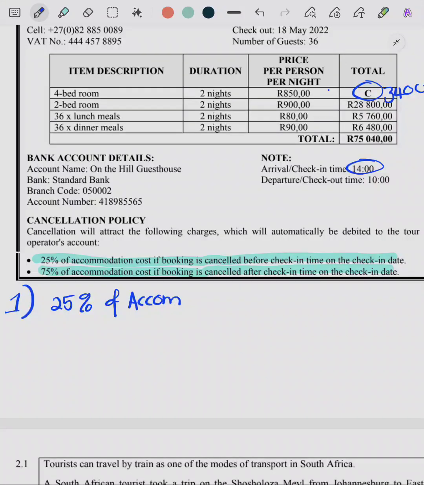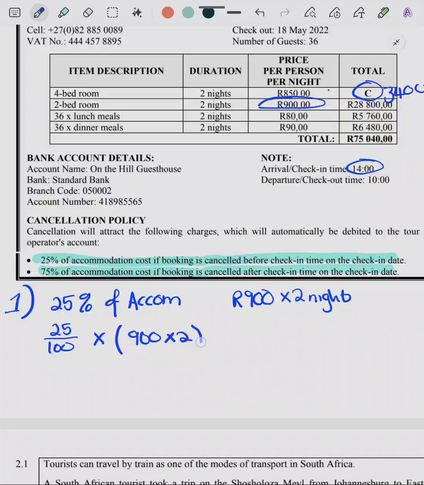We know that the accommodation was 850 Rand. Sorry, no, 900 Rand, because they were staying in the 2-bedroom place. So 900 Rand per night, and it was for 2 nights. So therefore we need to know what is the 25%, or you can actually write it as 25 over 100 times by the 900 Rand times 2 nights.